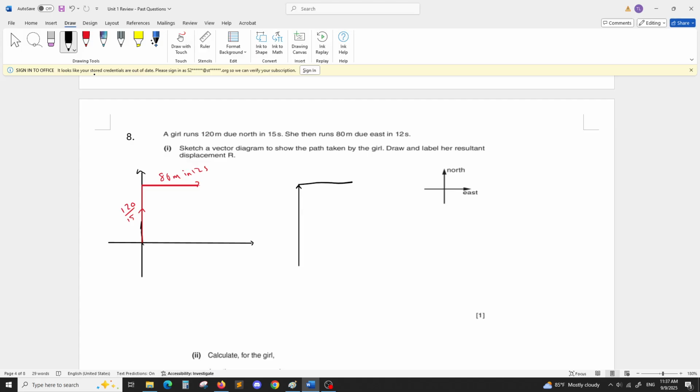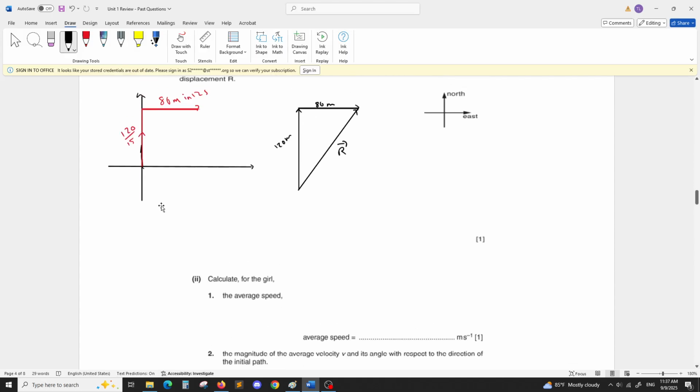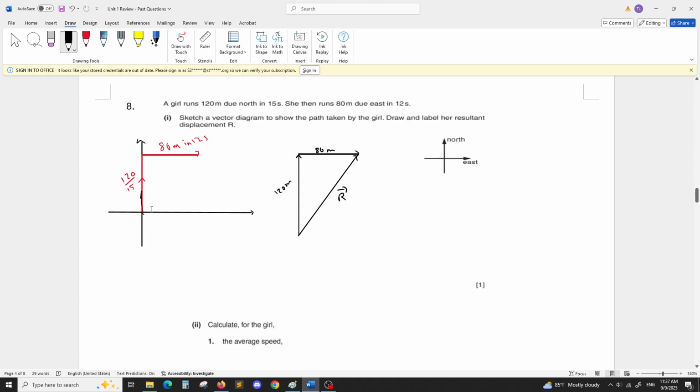In terms of displacement, and then this is our eastern vector. And this is our resultant vector. This is 120 meters, 80 meters. I may have said velocity, but in this case, this is displacement, so we don't actually need time. Just ignore this. Sorry.